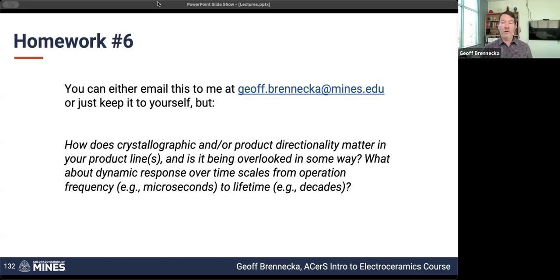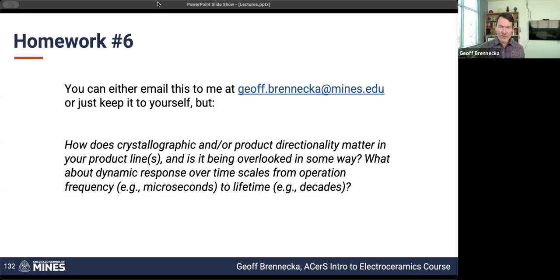And similarly, because we were just talking about a lot of the dynamic responses, how much does the behavior of your product vary from microseconds to milliseconds to years? Is that something that you have thought about, or need to think about? All right, so again, as always, don't feel obligated to send that to me, but I'm happy to offer feedback if you want to. I just want you to think about it from that perspective.